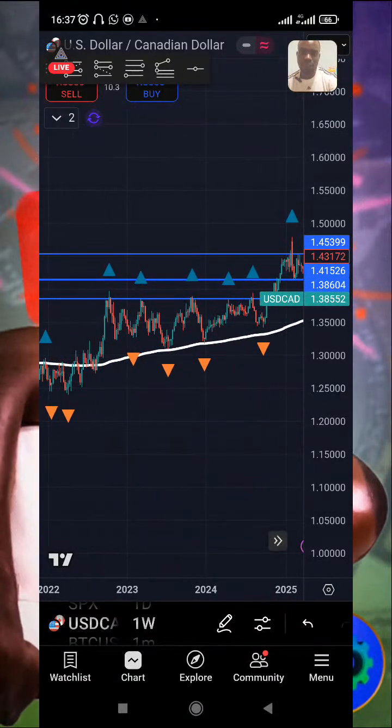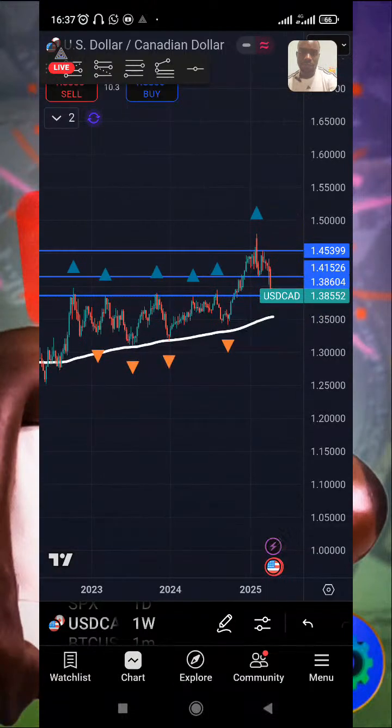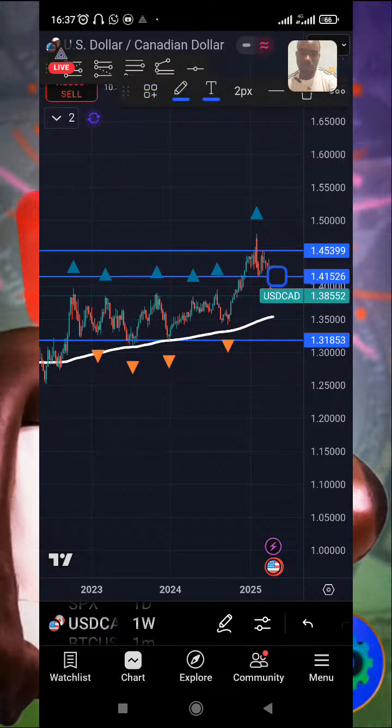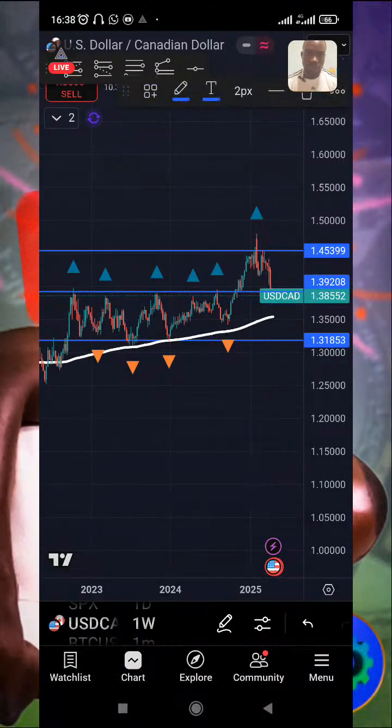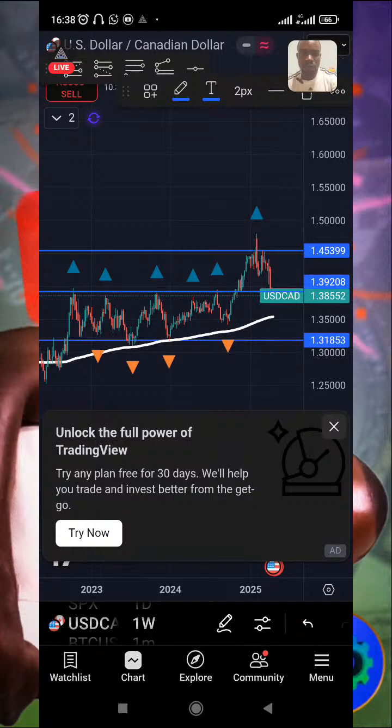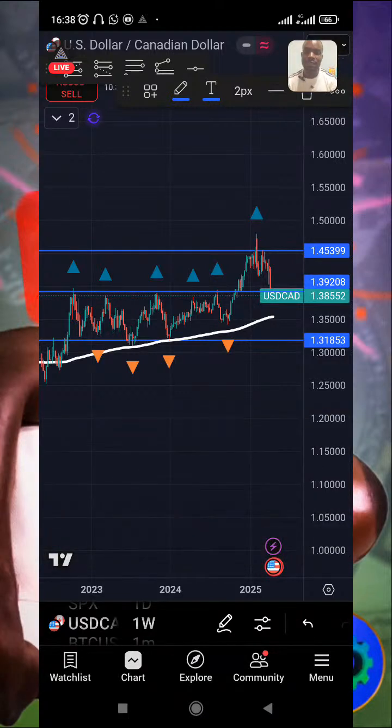So here I have the chart of USD/CAD. You can see within this portion, between 1.31853 and 1.39208, this area is a consolidation area. The market is not going up, it's not going down, it's just ranging in between that area.